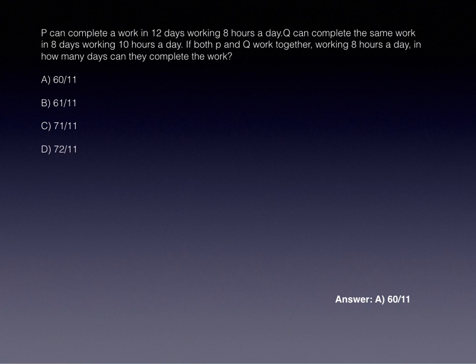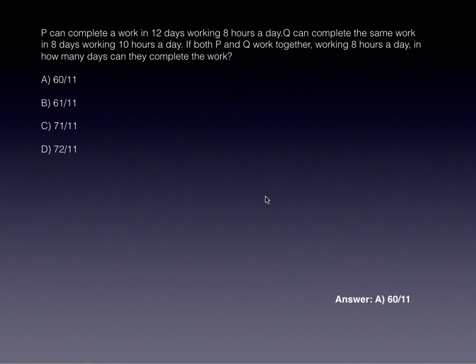Next question. P can complete a work in 12 days, working 8 hours a day. Q can complete the same work in 8 days, working 10 hours a day. If both P and Q work together, working 8 hours a day, in how many days can they complete the work? Option A 60 by 11, option B 61 by 11, option C 71 by 11, option D 72 by 11.